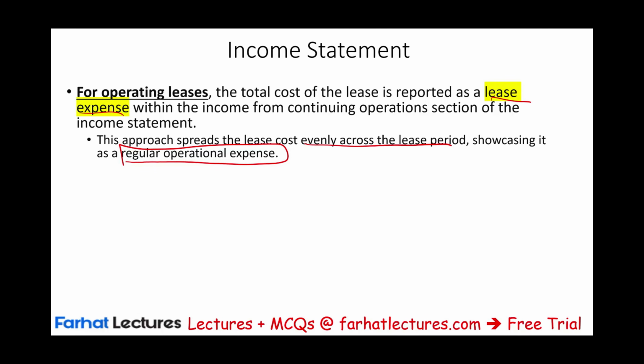It's an expense. How many expenses do we have? We have one expense under an operating lease, and it's called lease expense. Now, this lease expense includes both amortization and interest, in quotes, but it's shown under lease expense.